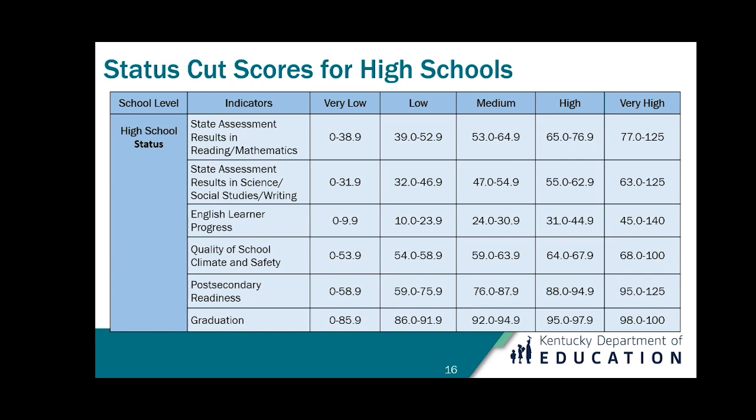The range for graduation rate is very low, 0 to 85.9. Low is 86.0 to 91.9. Medium is 92.0 to 94.9. High is 95.0 to 97.9. And very high, 98.0 to 100. These cuts were established in 2023 through a standard setting process and have not changed.